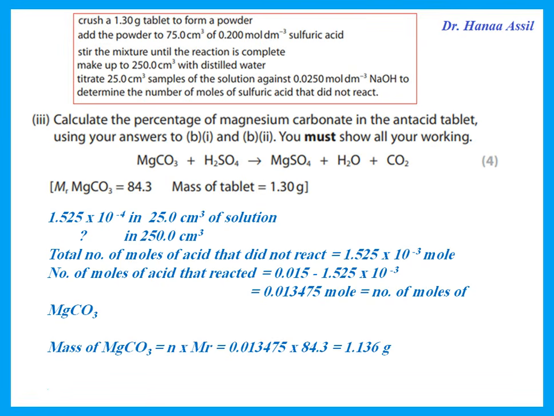From the number of moles of magnesium carbonate, I can get the mass, and that means that the mass of magnesium carbonate that was in the tablet is 1.136. Then I can get the percentage, because he said that the original mass of the tablet was 1.30 grams. So if 1.136 of it is the magnesium carbonate, then I can divide that over the total times 100, and that gives me a percentage of 87.4%. I hope that was not too confusing to you.